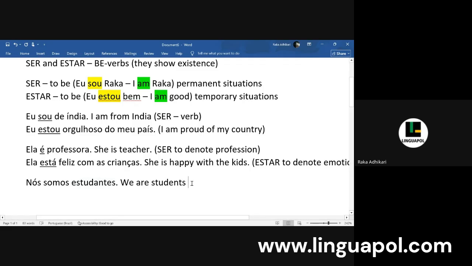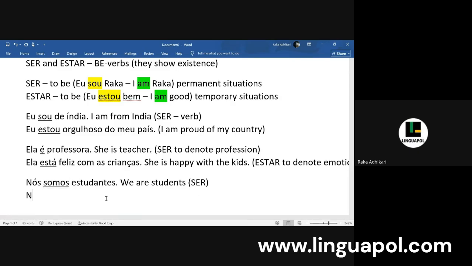In this case, we are talking about our profession. Being a student is also kind of a profession. So we are using the SER word because we consider this as permanent. Although you will not remain a student forever, it is still a long-term thing. Or also we can say it's a part of our character, our personality, our identity. That's why we use the SER word. It's one of the permanent features. Okay. Nós somos estudantes. We are students.